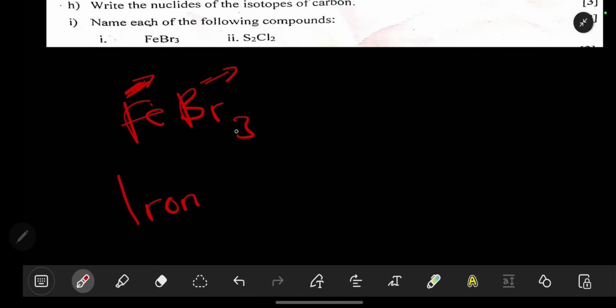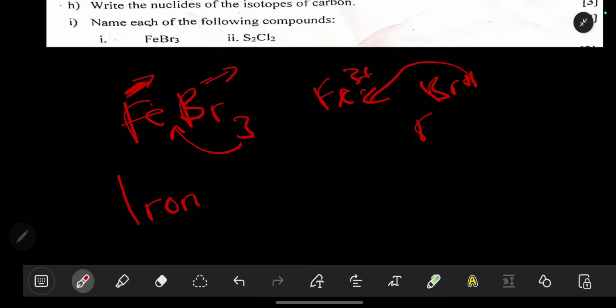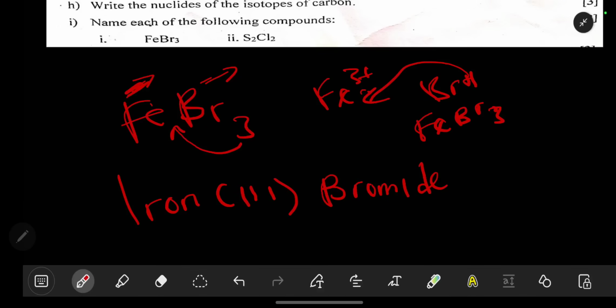Then if the 3 is here, it means this was the ion that had the 3 plus, then it contributed to the Br with the positive 1 when they interchange. That's how come it's FeBr3 like that. So they interchange the numbers. So this will be iron. You're going to put in brackets iron(III), then you're going to say bromide. So this is how we name compounds under type 2.